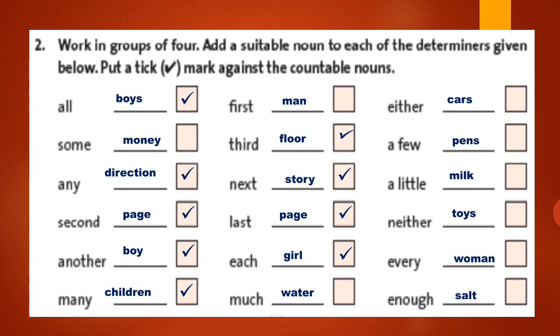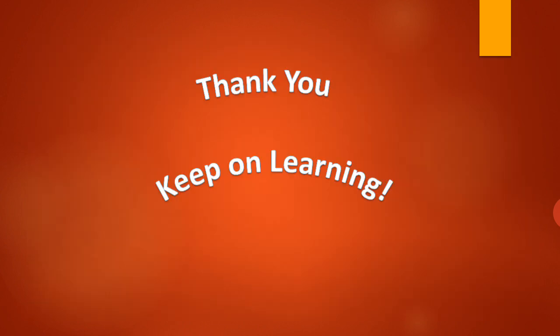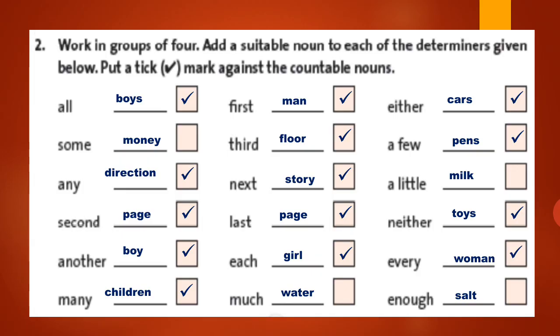Countable noun. Then floor is a countable noun. Man, it is a countable noun, we can count. Cars, yes, we can. Pens, countable noun. Milk we cannot count, it is uncountable. Then toys, that is a countable noun. That is woman, it is a countable noun. And salt, it is an uncountable noun.